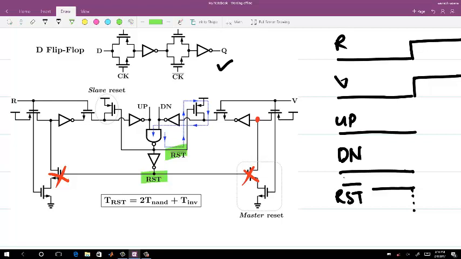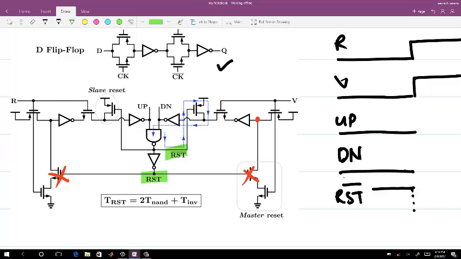Okay. And for the NAND gate, nothing will change unless both the signals actually become 1. So when V goes from 0 to 1, at that time down will go high, and then your reset will change, and as soon as the reset changes, it will pull this node up to VDD. This is a closed path, and when this pulls to VDD, up and down both go to 0 again. Okay, so in this case your T reset is actually equal to 2 times T NAND plus T inverter delay.